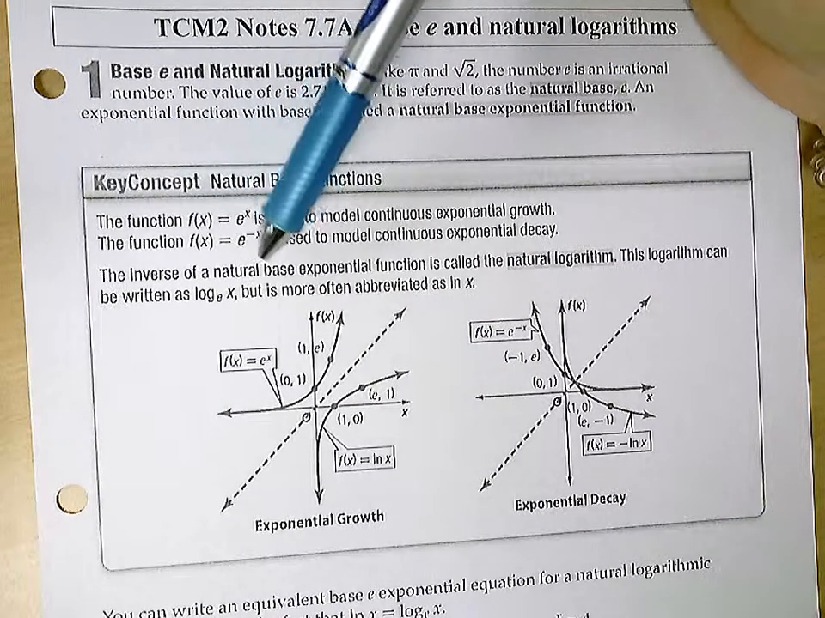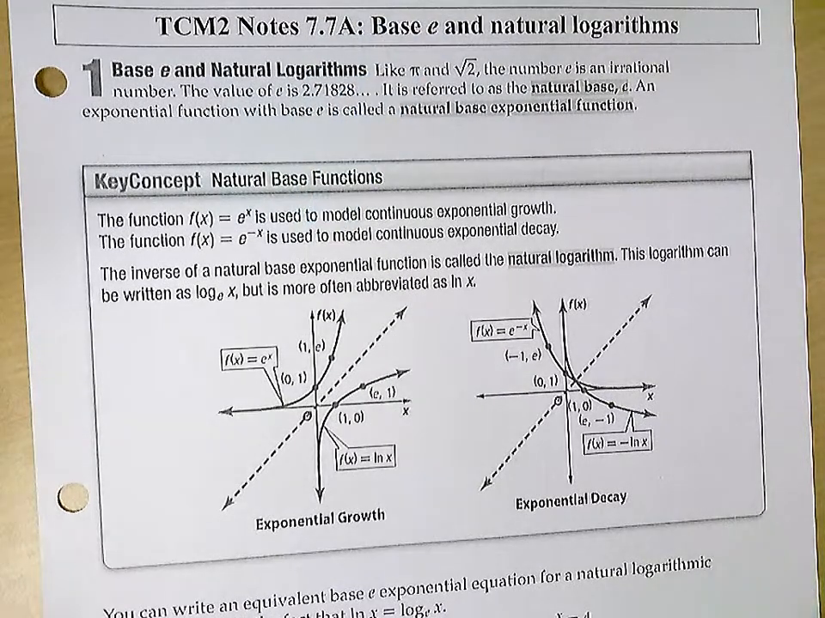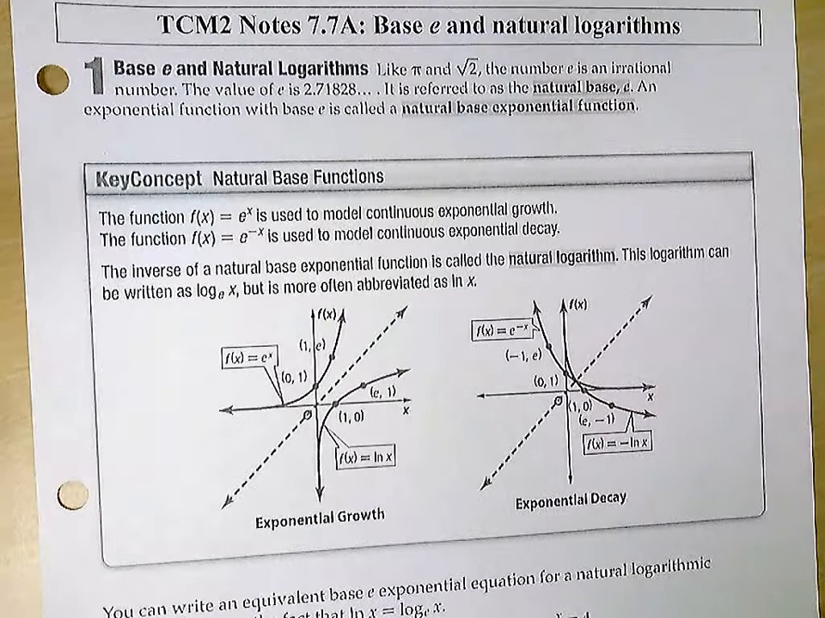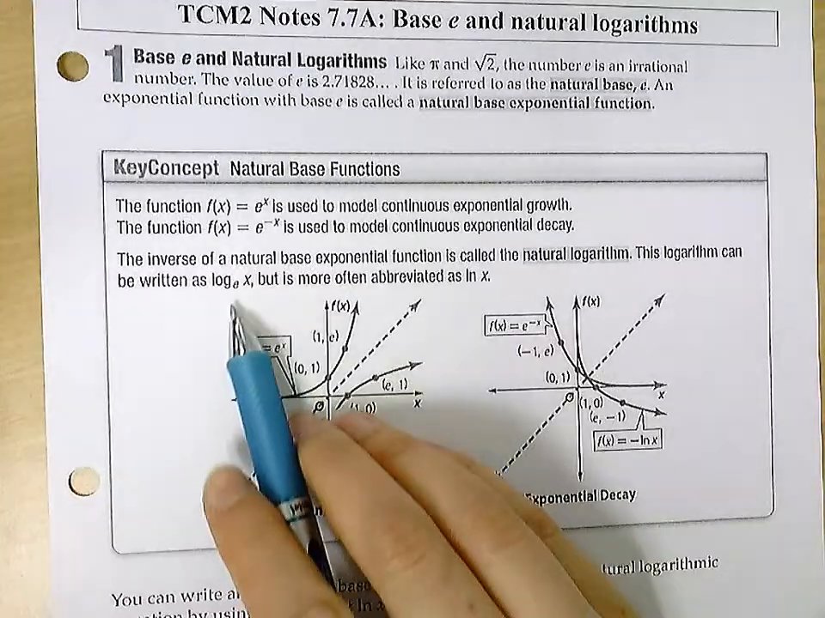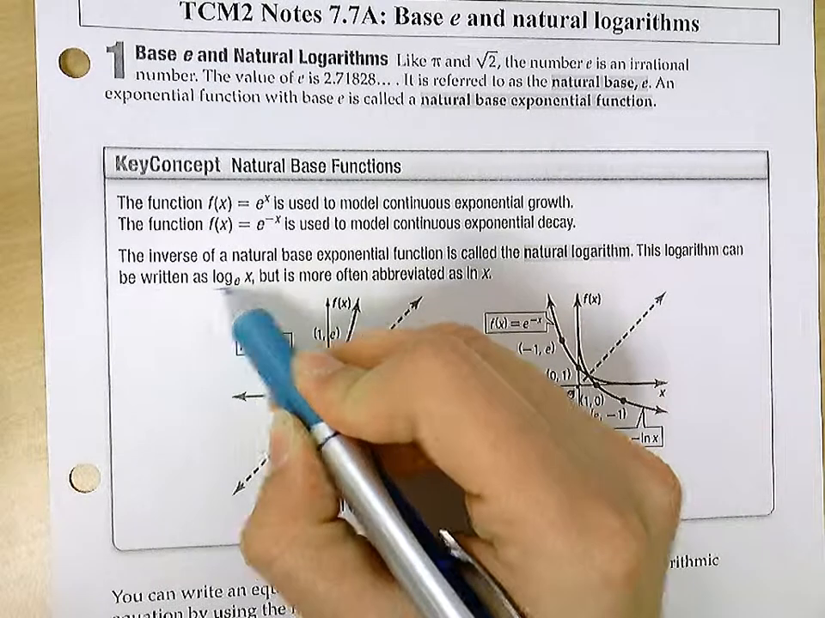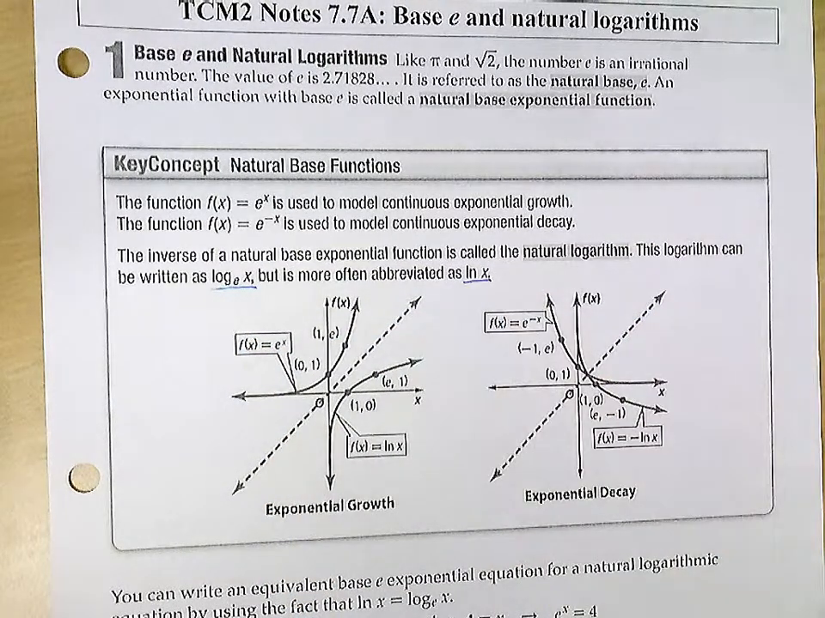The inverse of a natural base exponential function is the natural logarithm. This logarithm can be written as log base e of x, but is more often abbreviated as ln of x. So log base e is written as ln, which is natural log.